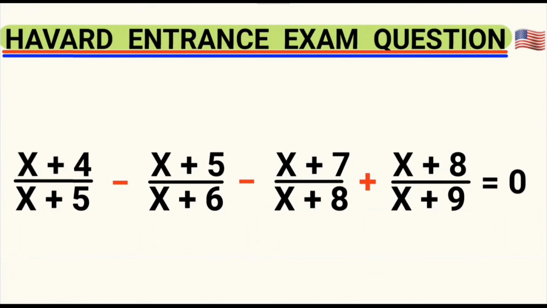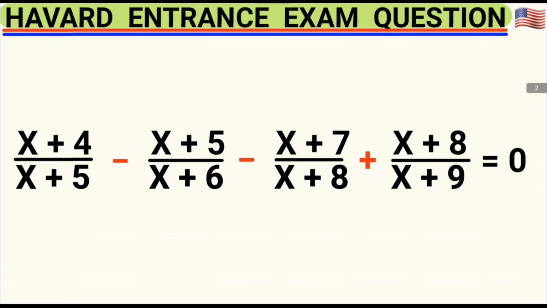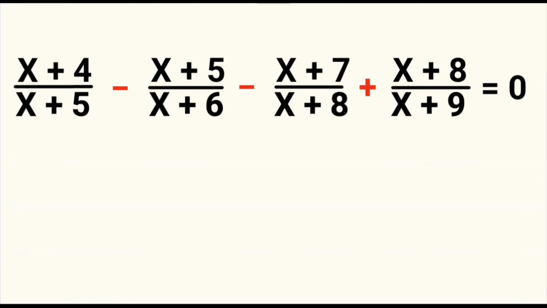My name is Pino. In this video, we solve the following fractional equation. In such situations, it's tempting to multiply both sides of the equation by the LCD so that we can remove the fractional form of this equation. Our LCD is x plus 5 multiplied by x plus 6 multiplied by x plus 8 multiplied by x plus 9.